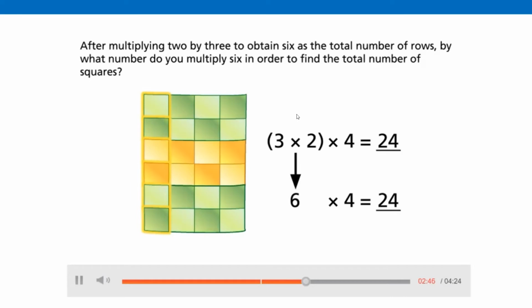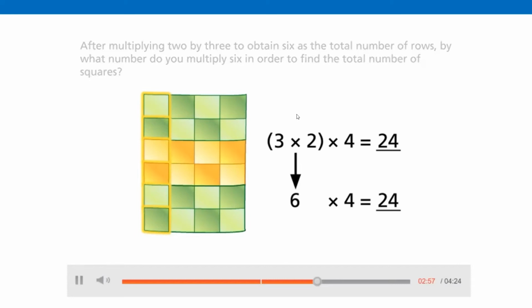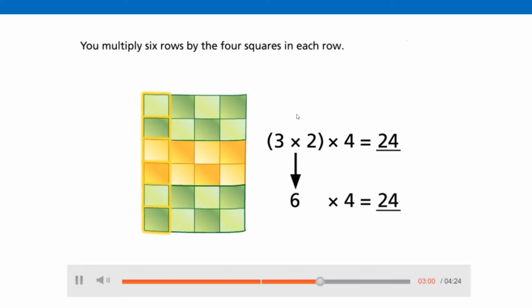After multiplying 2 by 3 to obtain 6 as the total number of rows, by what number do you multiply 6 in order to find the total number of squares? You multiply 6 rows by the 4 squares in each row.